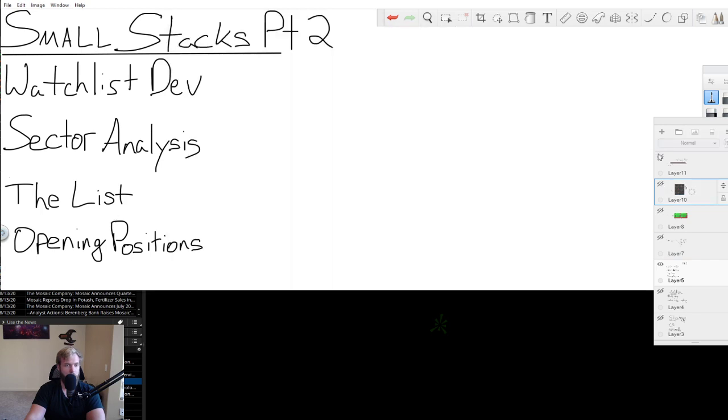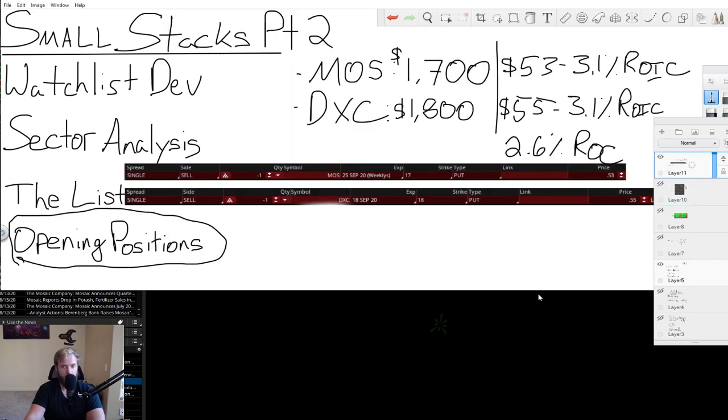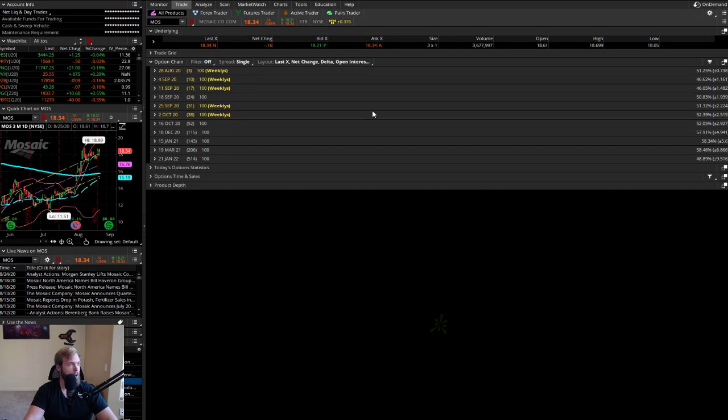Okay, and let's talk about the initial outlay. These are the two trades I'm looking at. I'm looking at Mosaic selling one 25 September 17 put, collecting 53 cents. And then in DXC, I'm looking at selling one 18 September 18 put, collecting 55 cents. So this is, again, preliminary. I did not dig in too far just yet to make sure that everything checks out. However, on my initial pass, both of these look to be okay.